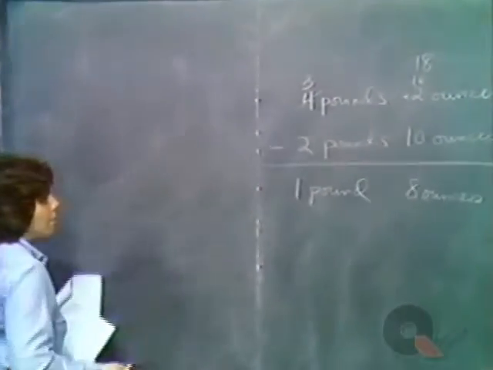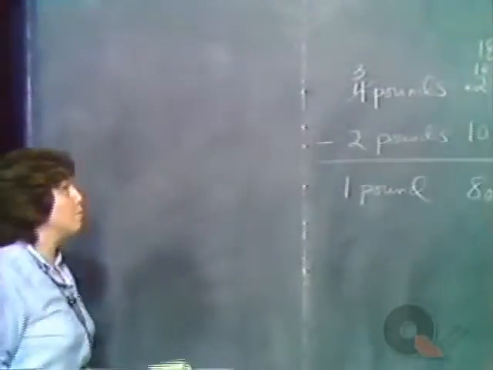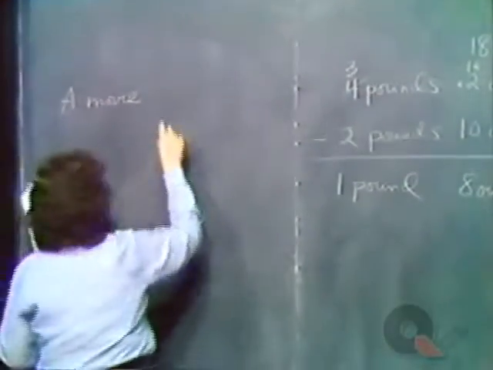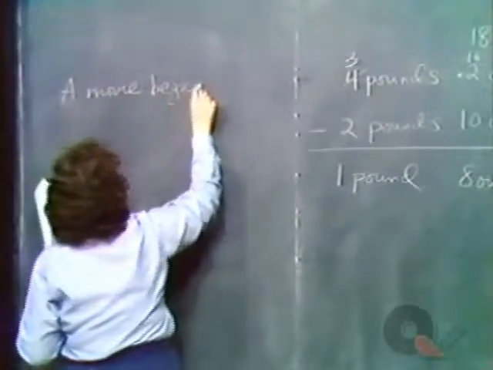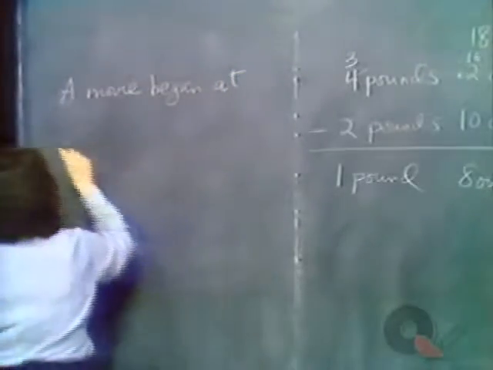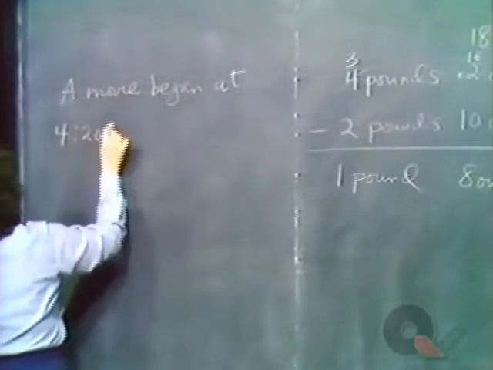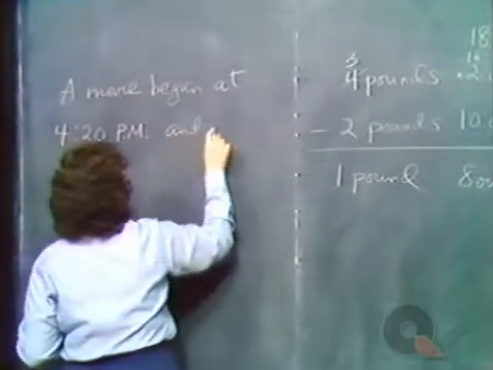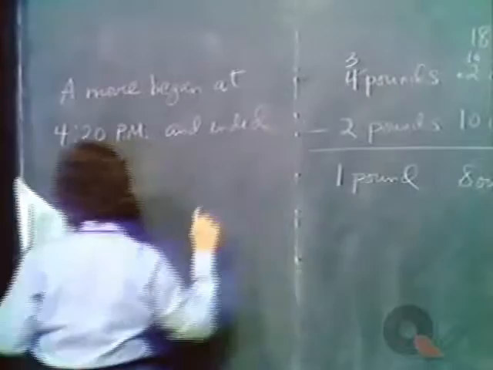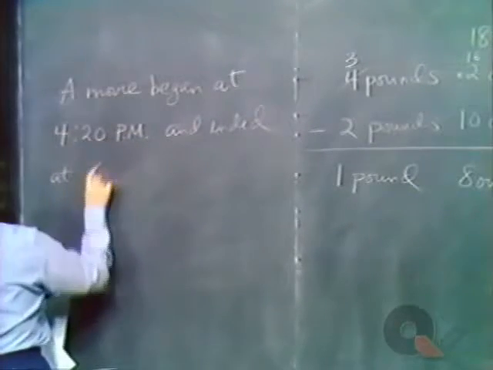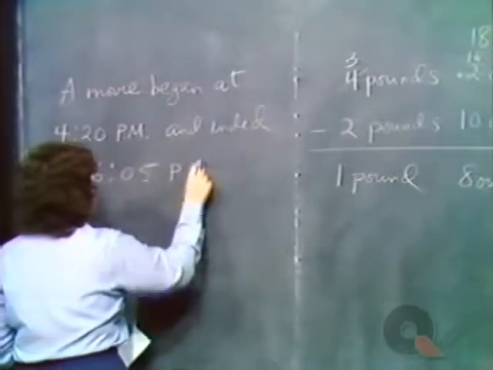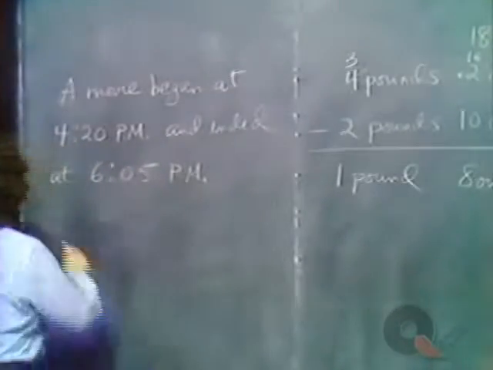Okay, let's try another possible example that you might have on this type of problem. It could be a problem involving words. Don't freak out if you see a problem with words. Just try to understand what's going on. The question could be written like this. A movie began at 4:20 p.m. and ended at 6:05 p.m. How long did it last?